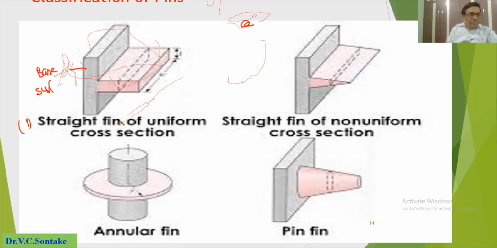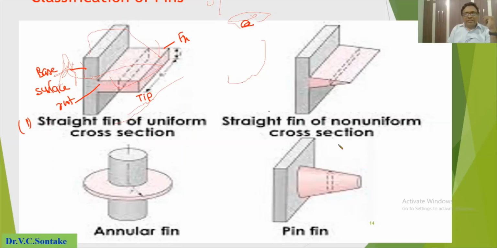to which this rectangular shape fin is attached, and its area is constant from the base of the fin till its tip. This is called the root of the fin and this is called the tip of the fin. So if the cross-sectional area of the fin does not change from root to tip, it is called a uniform cross-sectional area fin.